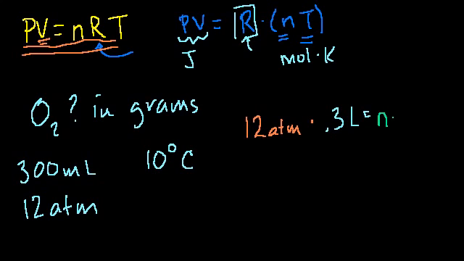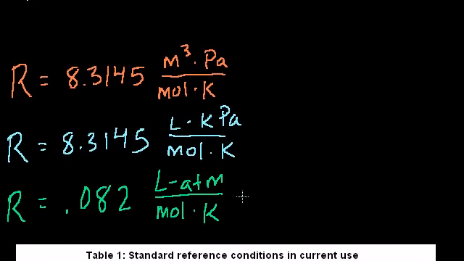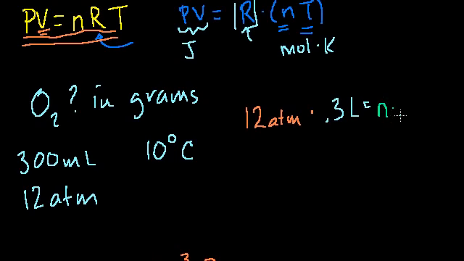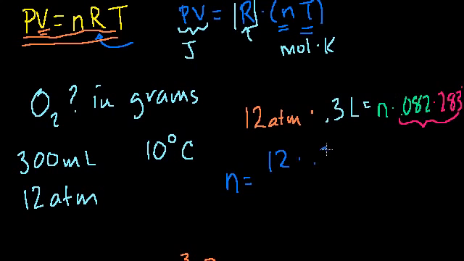Now, which R should we use? We're dealing with liters and atmospheres, so we'll use this one: liters atmospheres per mole Kelvin, 0.082. And then what's our temperature? It's 10 degrees Celsius. We always have to do everything in Kelvin. So it's 283 degrees Kelvin. To solve for N, we just have to divide both sides of this equation by this right here. And so we have N is equal to 12 atmospheres times 0.3 liters divided by 0.082 times 283 degrees.